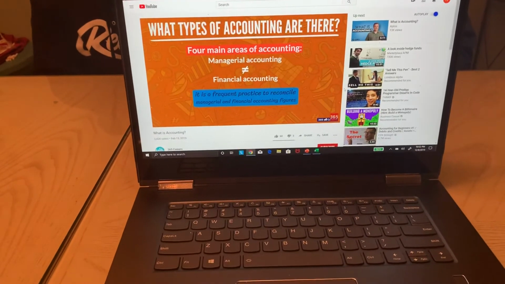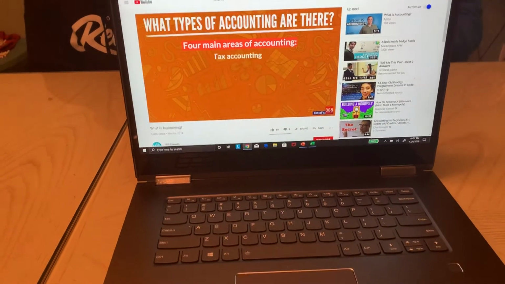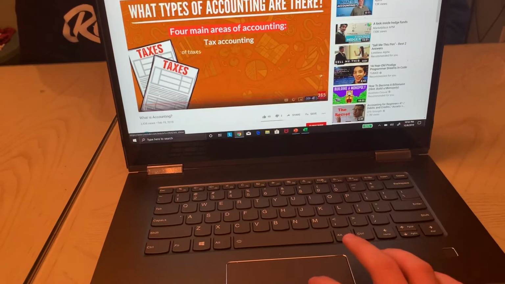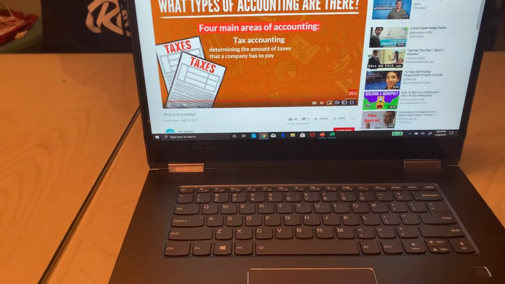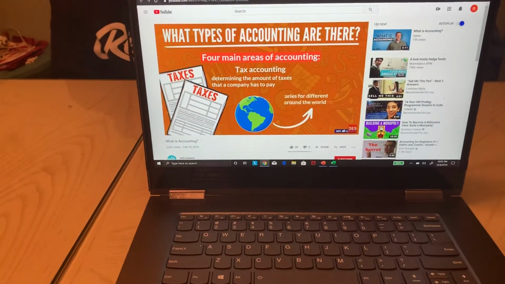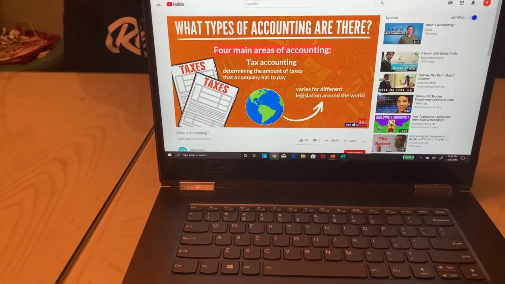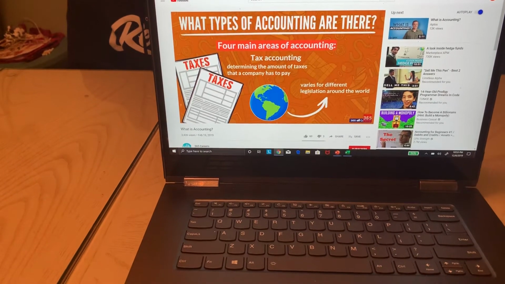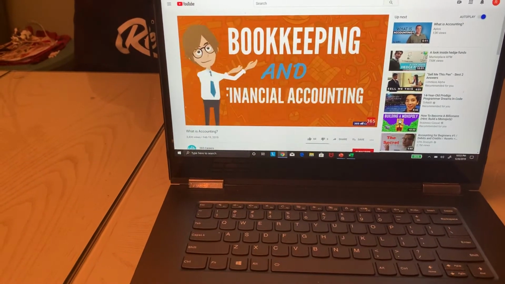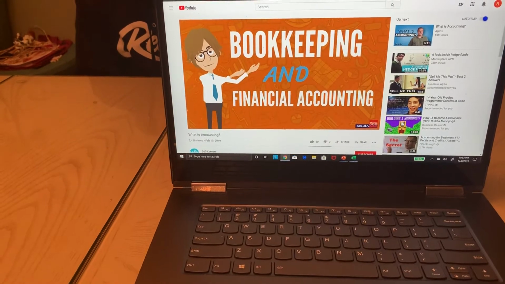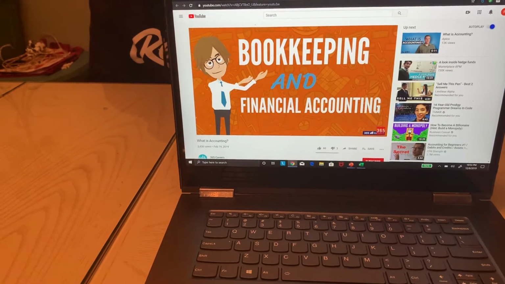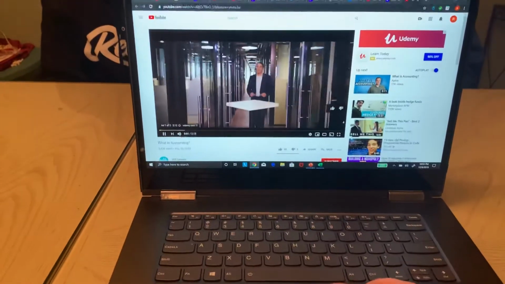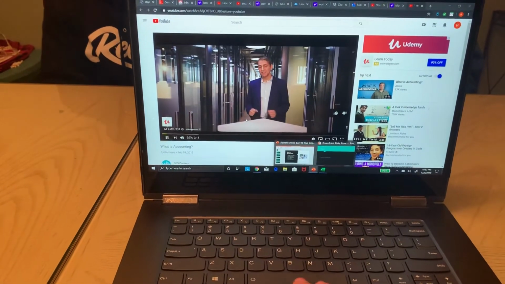The fourth type of accounting that we need to mention is tax accounting. This is the accounting that will determine the amount of taxes that a company has to pay. Tax accounting is a very technical field that varies for every single legislation in the world. We won't cover it in this course. In this course, our main focus will be on bookkeeping and financial accounting, as they are the solid foundation that one needs in order to understand financial transactions. When you think of accounting and finance, what comes to mind?